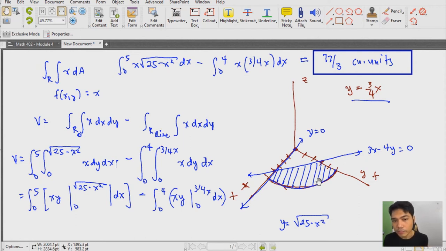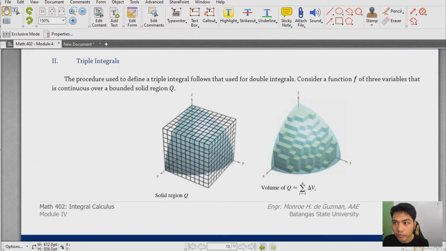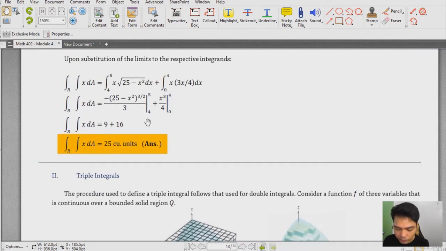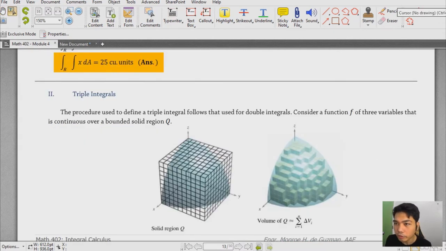But in this case, since we can see that the line we traverse is different, we have to make sure we are using separate limits in finding our volume. So, please correct this: that should be 77 over 3. That's 25 point something. So now let's move on to the triple integral, since we have done the double integral.